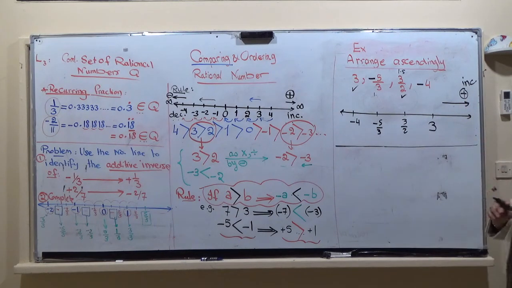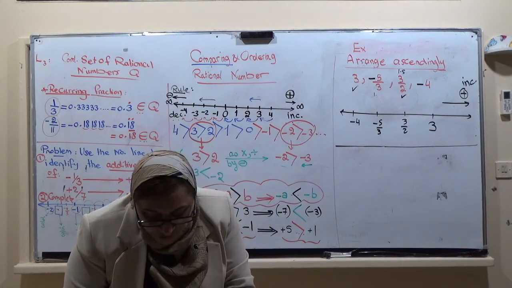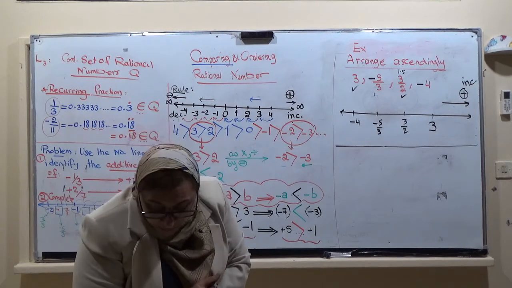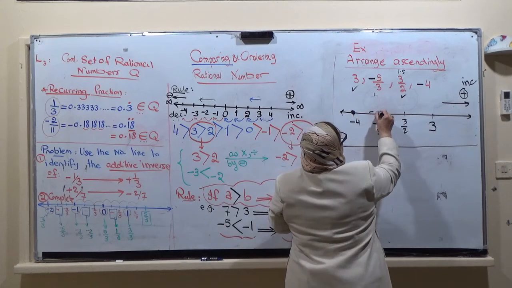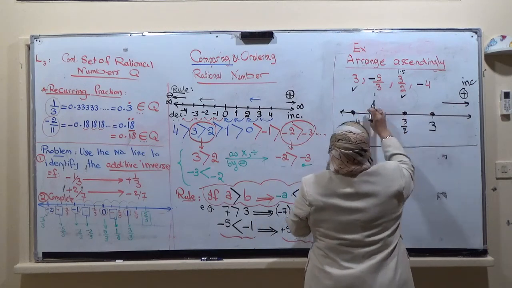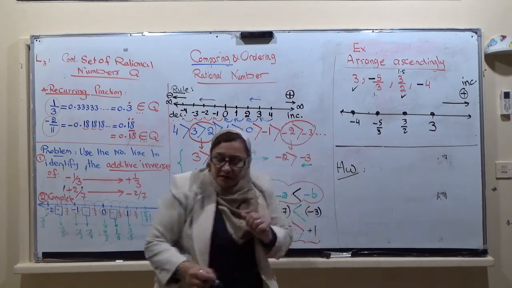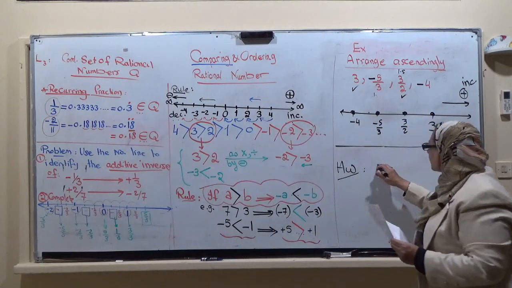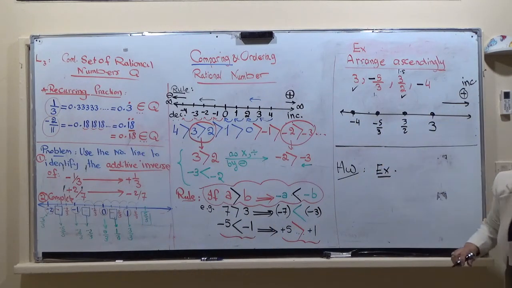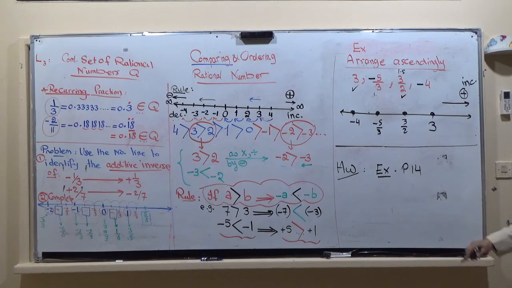Enough today. I'll complete next time, inshallah, about the arrangement and how to represent these points on the number line. Representation means you make a point like this, like this, and like this. I need this homework from you, please. Exercise, page 14, from number 1 to number 4.